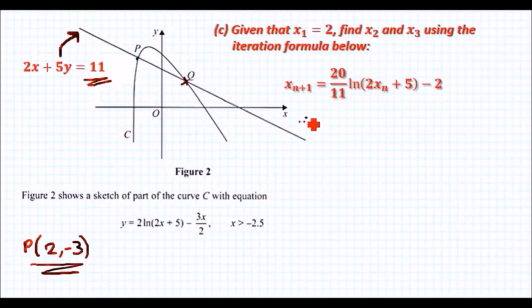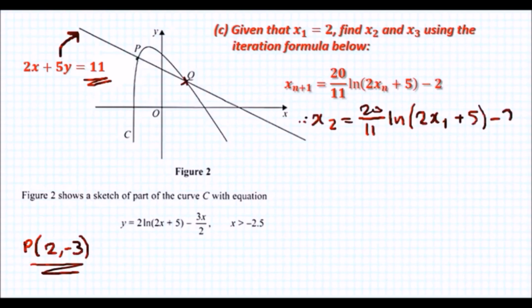To find x2, you just plug in x1 here. So we're going to get 20 over 11 times the log of 2 times x1 plus 5, minus 2, where x1 is 2. Before you do this, I recommend typing the value 2 in your calculator now, because x1 is 2. Press equals, and this should be saved as your answer. Then when you type the formula, just use the answer button. Every time you press equals, it will automatically generate the next answer without you typing the whole formula again.